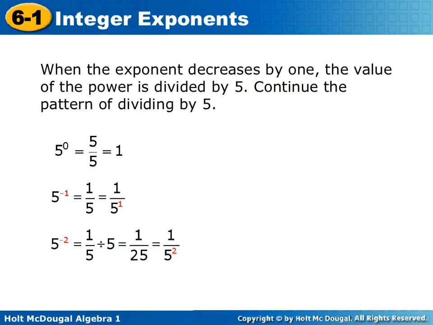So here they've explained it. Anything to the 0 power is 1. Anything to a negative power, you take the whole thing, put it underneath the 1, and then make the exponent positive. Here they took the whole thing, put it underneath the 1, and made the exponent positive.